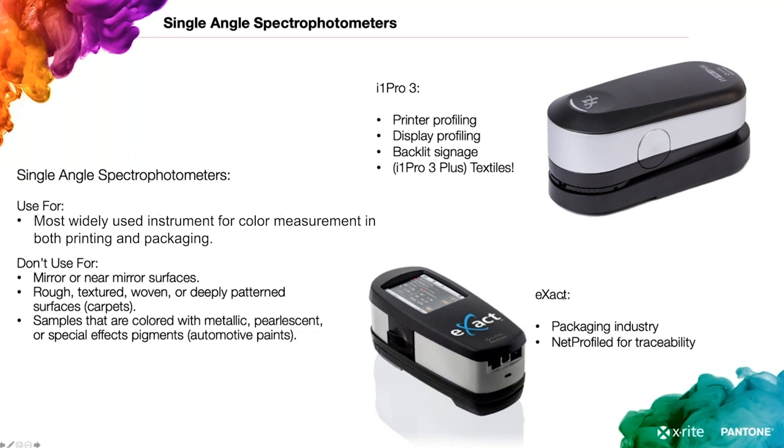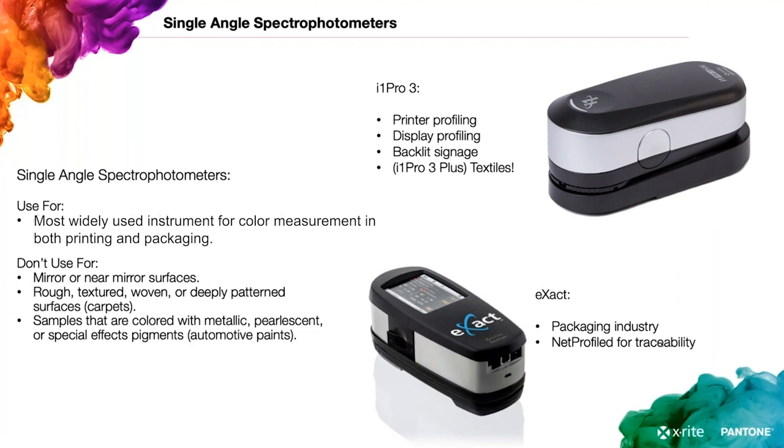The example below is an eXact, and this is really targeted for the packaging industry. One of the main reasons is the eXact can be NetProfiled for traceability. In short, NetProfiler is a package that you can get for the eXact, and you measure about 8 colors. It runs the eXact through a bunch of tests, then sends that information back to X-Rite, and it can tell you whether your eXact is functioning within specification or not.